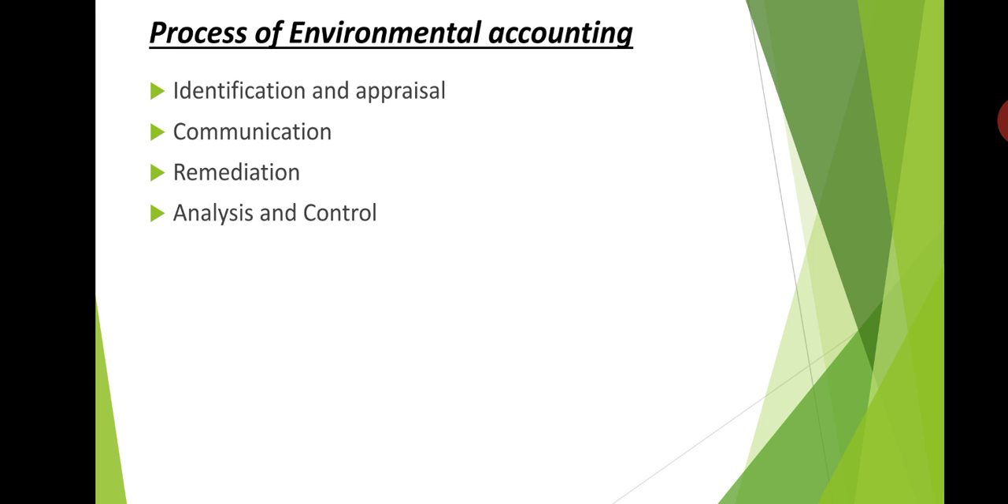So, identification and appraisal. Before implementing the environmental cost in the company, the decision makers require some information about the environmental cost. That's why they should identify the information about the environmental cost of the company's products, what processes are required, and what activities are required in environmental accounting. That's why identification and appraisal is the first stage. And the next one is communication.